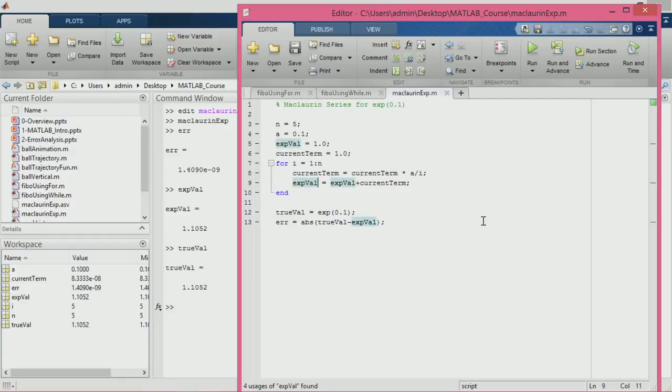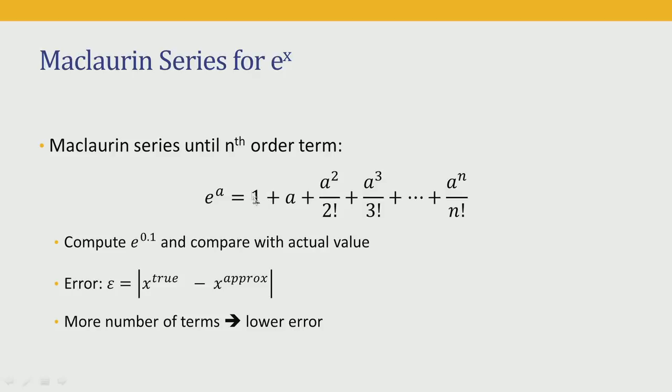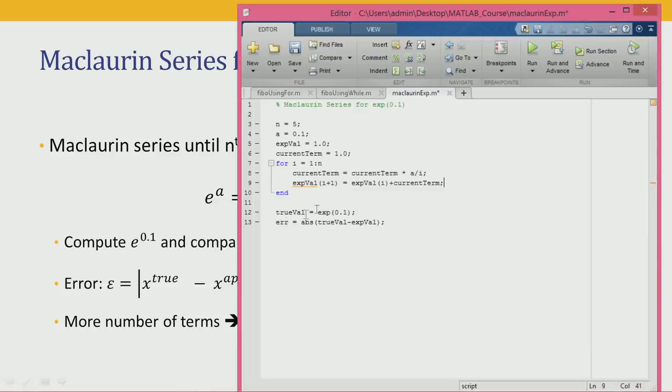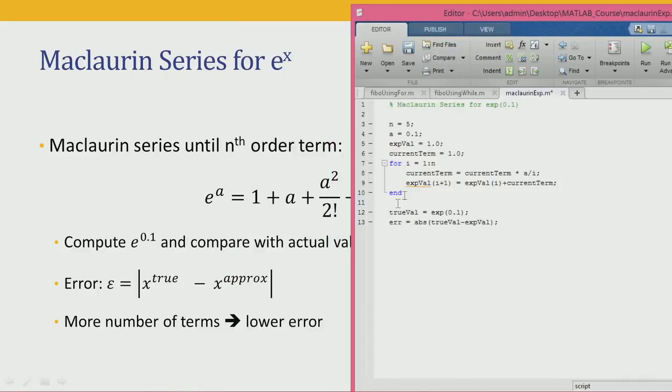So, let us say exp val I plus 1 equal to exp val I plus current term. So, what does the first exp val contain? It is the 0 ordered approximation, that is just 1. So, that is not really an approximation. Exp val 2 is going to have 1 plus a, exp val 3 is going to have 1 plus a square by 2 factorial, so on and so forth.